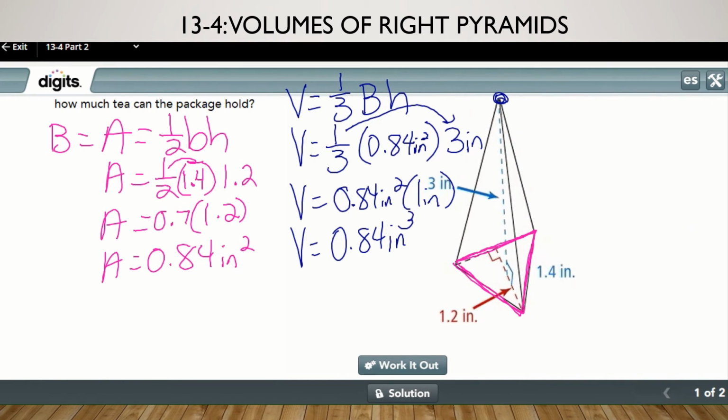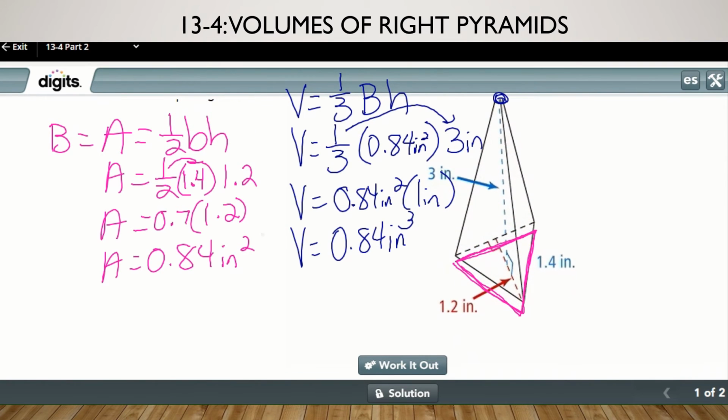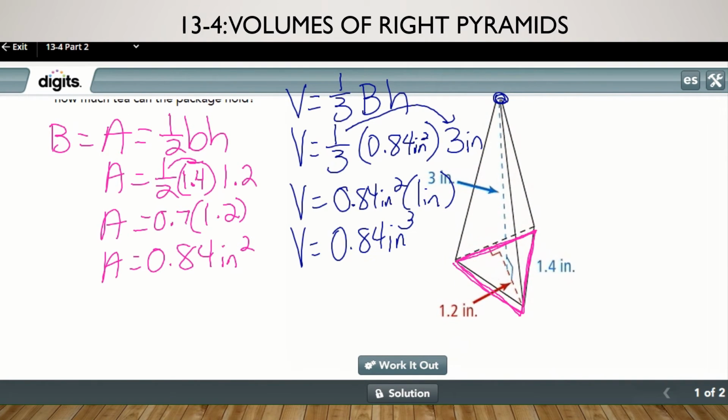But it told us to round. If we look here, it says to the nearest tenth. Right there, to the nearest tenth. That means one place value after the decimal. So that means right here, and that will round to 0.8 inches cubed.